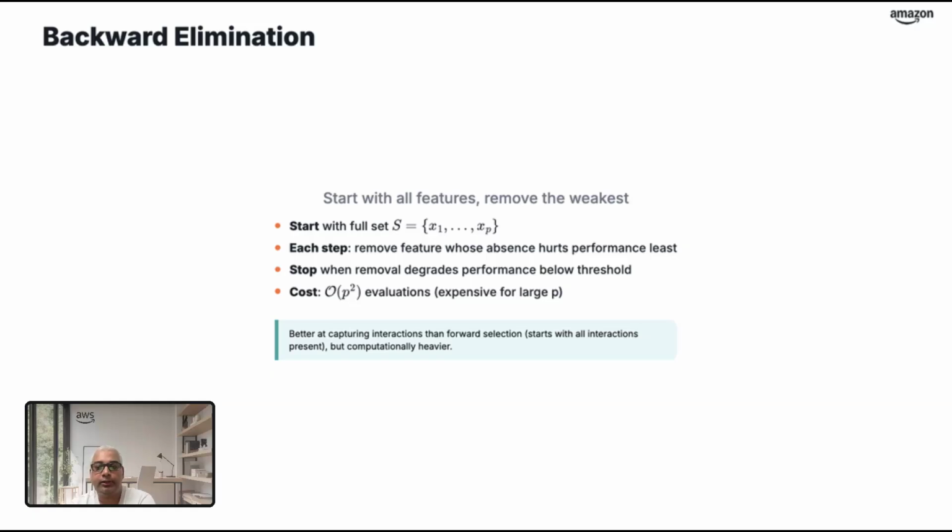So backward elimination starts with all the features and removes the least useful at each step. The advantage is that it captures interactions naturally, since at the start all the features were included. So if two features are only useful when they are present together, then removing either one hurts, so both are kept. In that way, some of the interactions are naturally preserved. However, for large spaces, the cost becomes quadratic in the number of features and it becomes a bit costly.